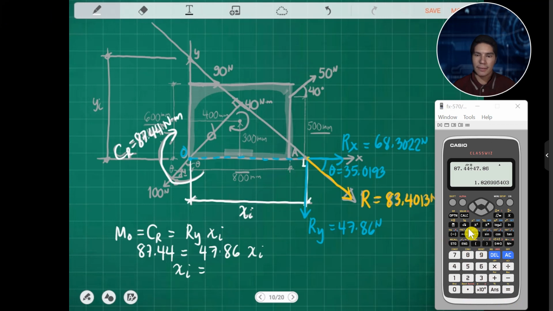So the value is 1.827. So ito na yung x-intercept.